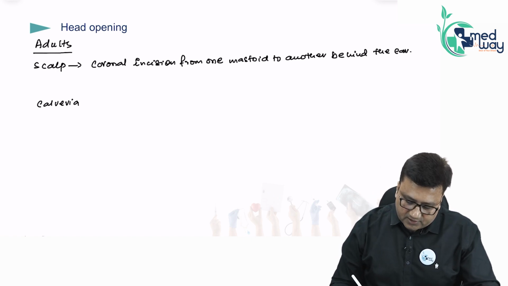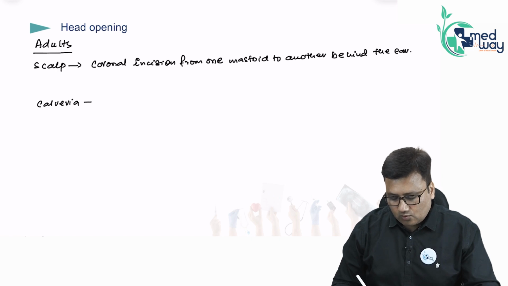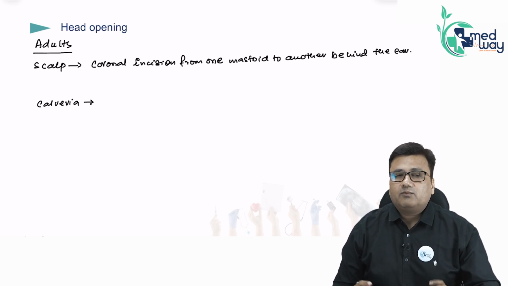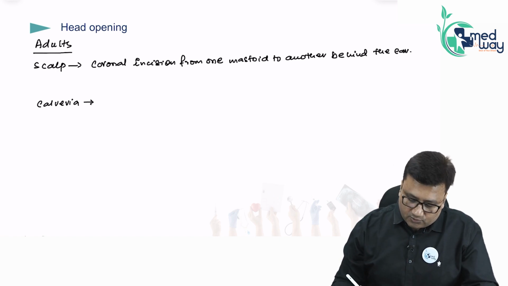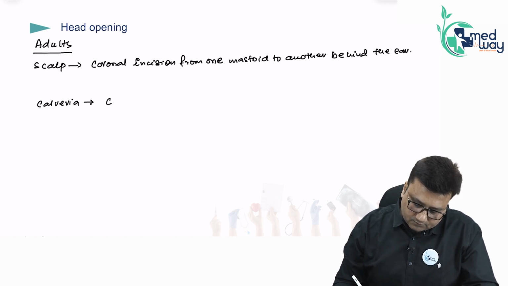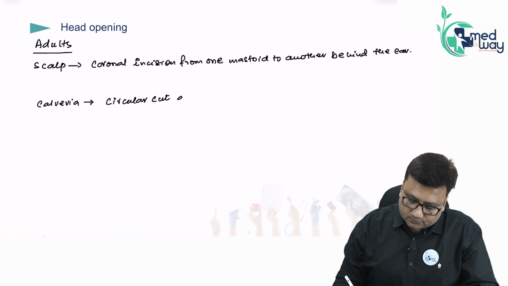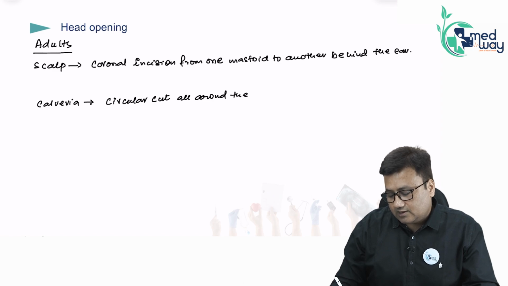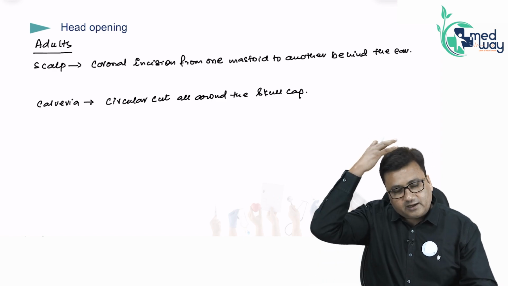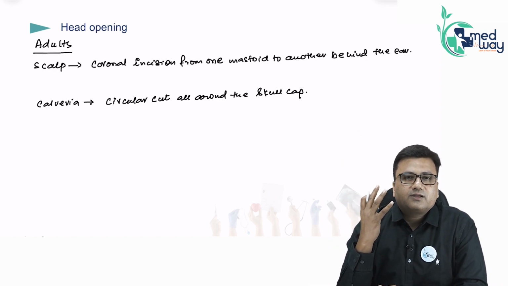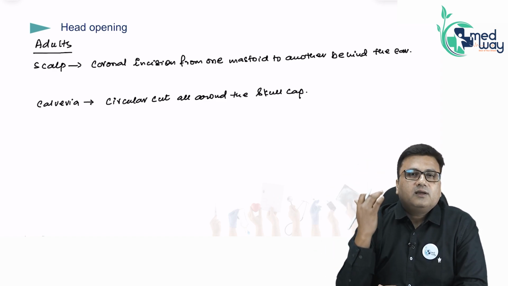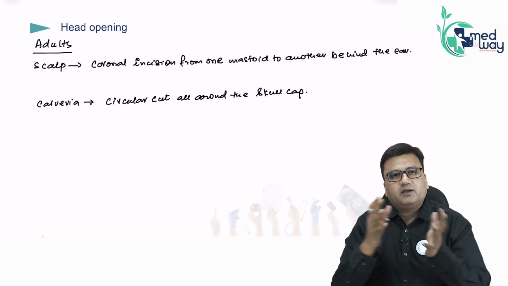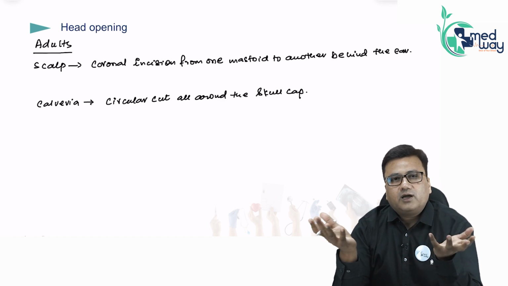And then once you have opened the skull cap, once you have reflected the skull cap, you give a circular cut all around the skull cap, so that you can lift off the top of the skull cap and then you have an open head available, and you proceed into the dissection by now cutting the dura away.